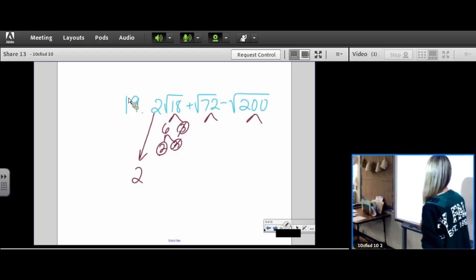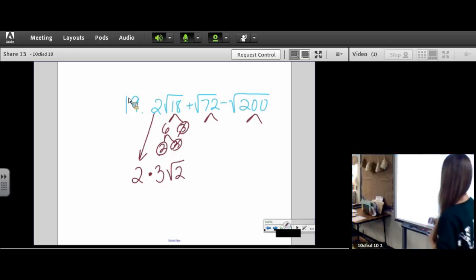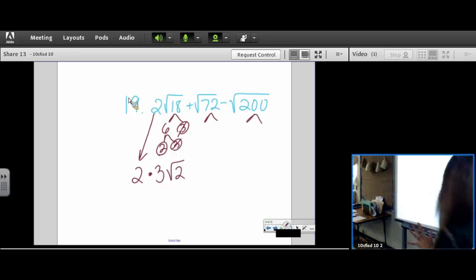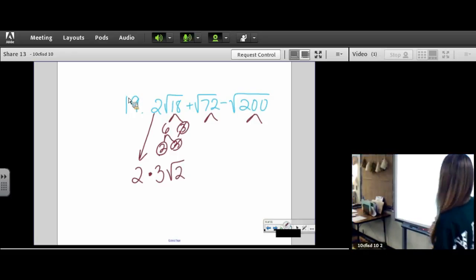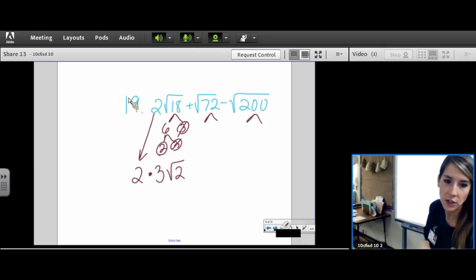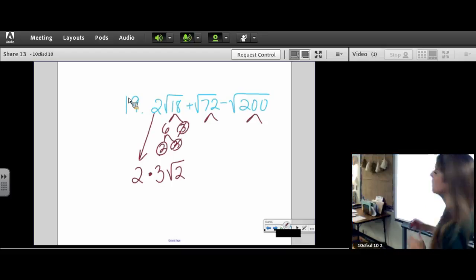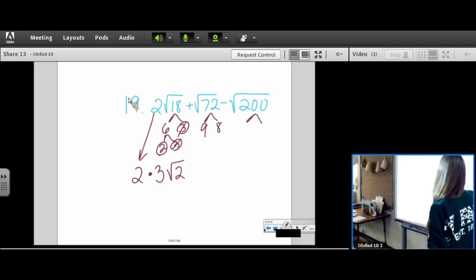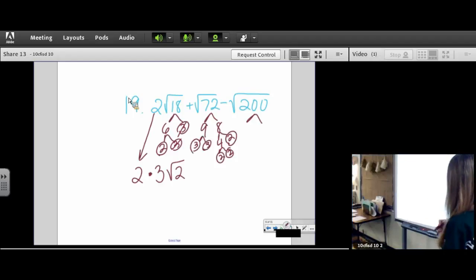A 3 escapes. I write that down. 2 left over. Done with 2 root 18. Moving right along. 72. What do you want to do here? What factors? 9 and 8. 4, 2, 2, 2. Circle, circle, circle. 3, 3, circle. Whew, that's a lot.